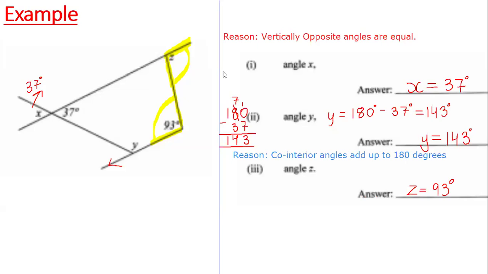These are co-interior and all types of angles. It's like cheats. You don't even have to find the answer, you don't have to do any working. Once you know the rule, you could find out any angle. So you have to know the rule. Once you know the rule, you're good.